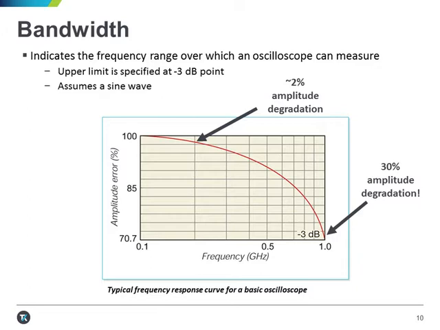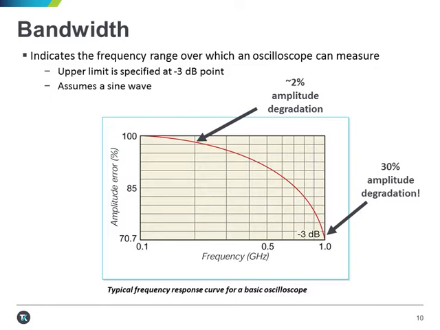Oscilloscope bandwidth is specified like a simple low-pass RC filter. That is, we specify the bandwidth using the frequency where a sinusoidal signal is attenuated to 70.7% of its true amplitude. This is the -3 dB point or half power point. And the same as with a low-pass filter, we assume that the input is a pure sinusoid.